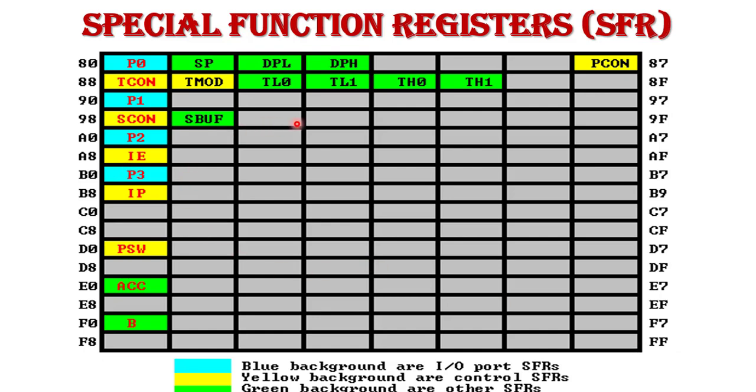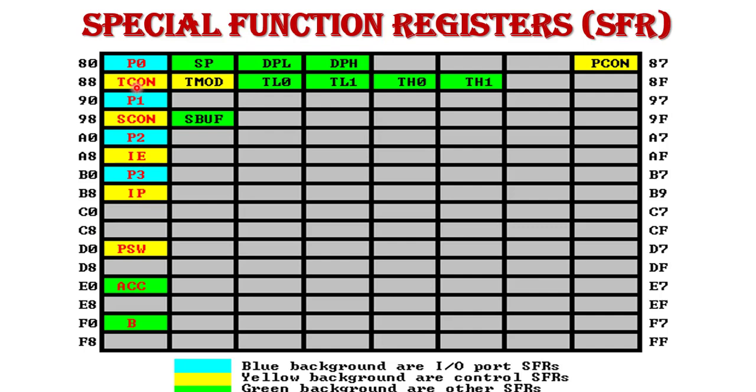So out of these 128 bytes, the 8051 microcontroller defines 21 special function registers. These registers are basically peripheral related registers, and each register has a special function associated with it. So it has only 21 special function registers, and the remaining memory space is vacant. These 21 registers are classified in many ways.